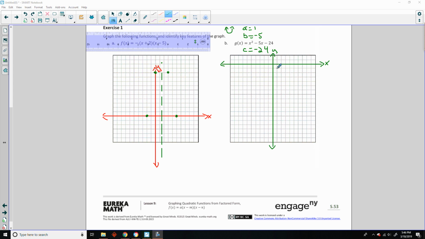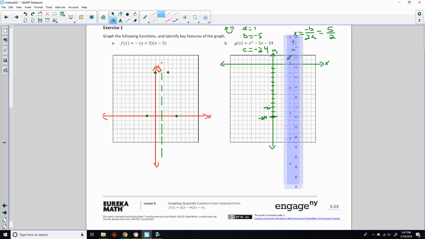Okay. So I made the majority of my graph below the x-axis because I knew it's opening up and I knew the vertex is way down here. The y-intercept is way down here. So I'm going to go increments of 2. So this is negative 2, negative 4, negative 6, negative 8, 10, 12, 14, 16, 18, negative 20, negative 22, negative 24. So I'm going to put a dot there. I know my y-intercept is negative 24. That's my y-intercept. And x equals negative b over 2a is my axis of symmetry. Negative negative 5 is 5. Careful with that. 2 times a is 2. So x is 2.5.